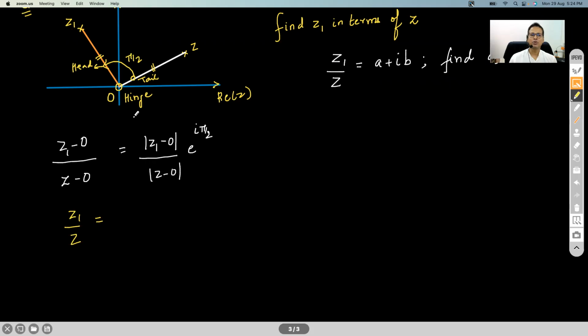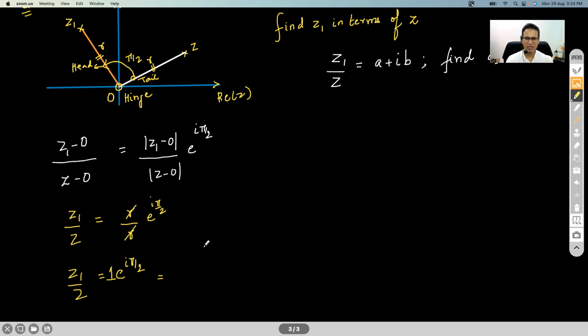Now mod Z1 is this length. Let's say I call this R, and mod Z will also be R. So mod Z1 will be R, mod Z will also be R, times e to the power i pi by 2. So R gets cancelled. So Z1 by Z becomes e to the power i pi by 2. Which complex number is actually 1 e to the power i pi by 2?